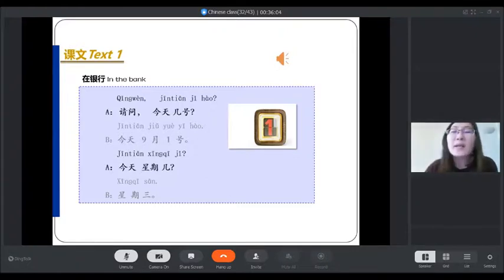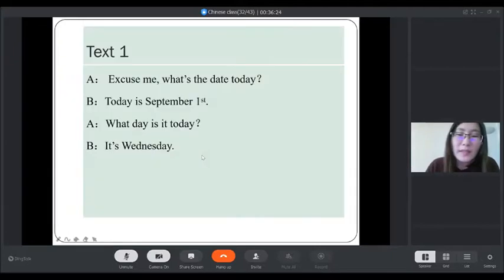So when we ask about date, we can use 几号. When we ask about the weekday, we can say 星期几. We just change this 几 to be a number. 星期几 we can say 星期三. So the meaning of this dialogue is, excuse me, what's the date today? Today is September 1st. What day is today? It's Wednesday.